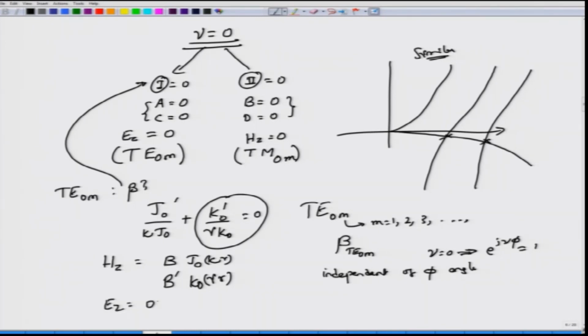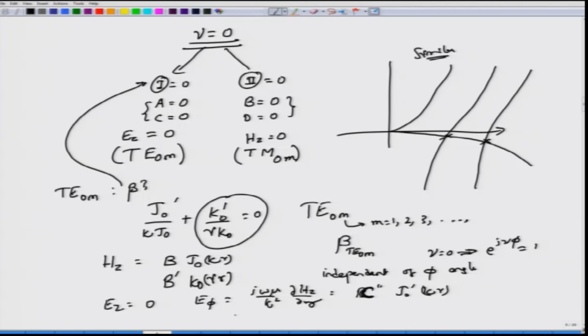Ez of course will be 0. You can show that E phi will be equal to, which in this particular case will be j omega mu by kappa square del Hz by del r. This fellow will be equal to some constant, maybe that constant could be b or c double prime, something like that, but this is J0 prime of kappa r. This is in the core region, and in the cladding region it will be K0 prime.